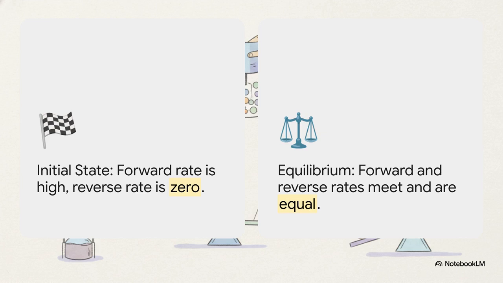I want you to picture walking down an up escalator. If you walk down at the exact same speed the escalator is moving up, you look perfectly still to anyone watching. The action is happening, but the rates are completely equal.